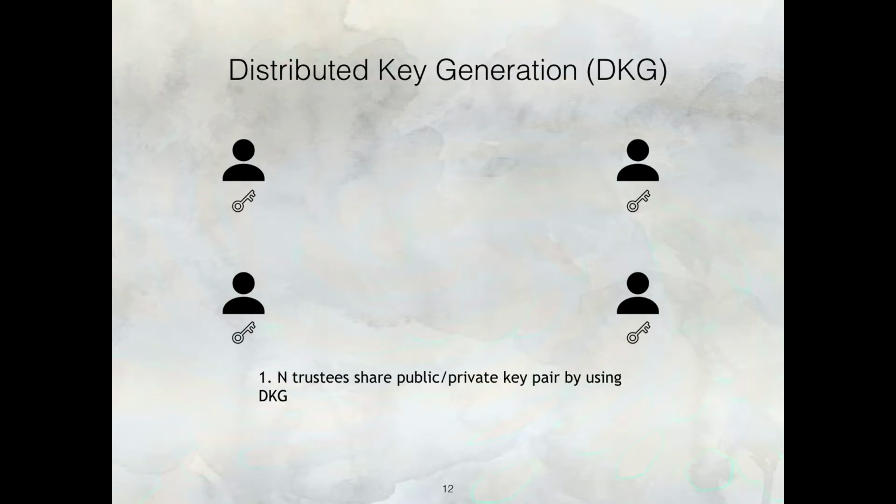That's why we are utilizing something called distributed key generation that involves several trustees. So n trustees come together, and they share a public-private key pair by doing the distributed key generation. This means that every trustee owns a part of the public-private key pair, and not a single one of them can directly decrypt and learn the result.